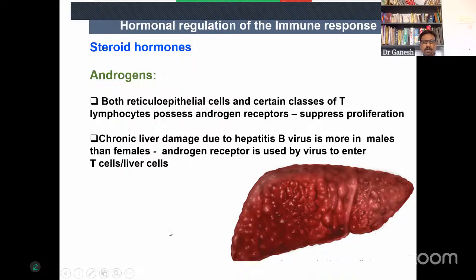And in situations where chronic liver damage can occur due to hepatitis B virus, which is more common in males than females, this androgen receptor is used by the virus to enter the T cells or liver cells. So in the case of males, the androgen receptors are present even on the liver cells, where the hepatitis B virus makes use of these androgen receptors as the entry gateway, so that it can act on those liver cells and cause damage to them.